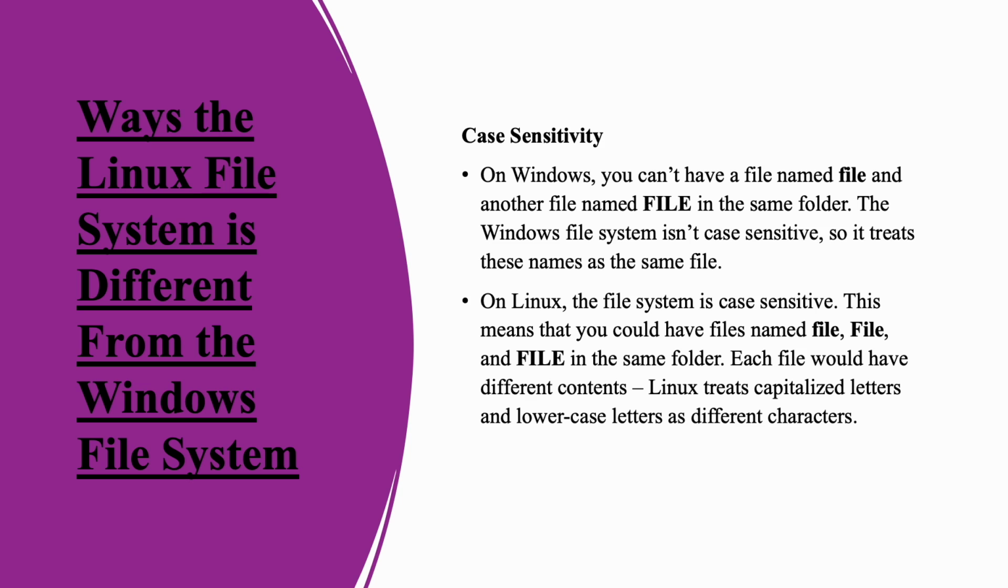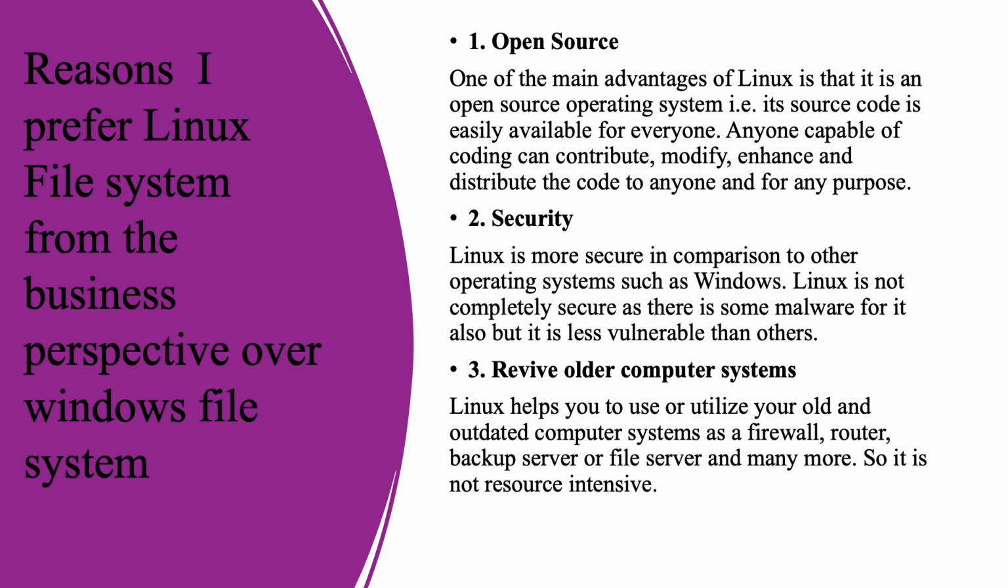Let's go to case sensitivity. Linux is case sensitive, while Windows isn't, like the examples you've seen above on the screen. You can have two files named "file" and "File" on Linux, so long as they are different cases, which isn't the case for Windows. Linux treats capitalized letters and lowercase letters as different characters.